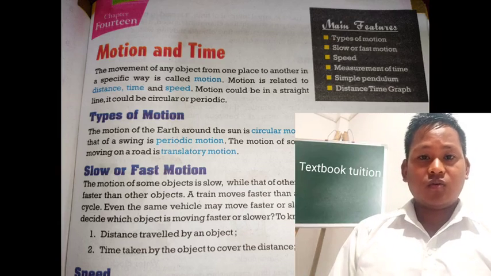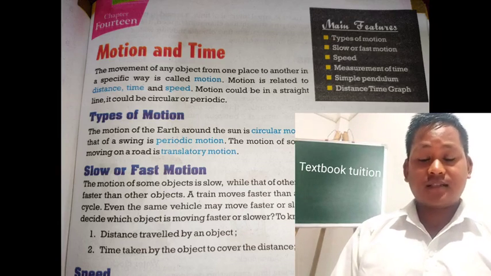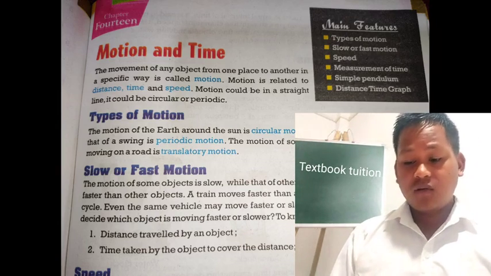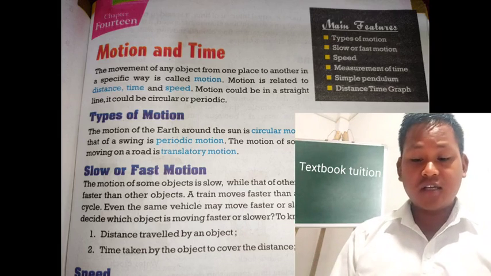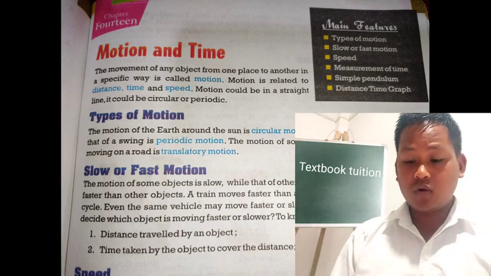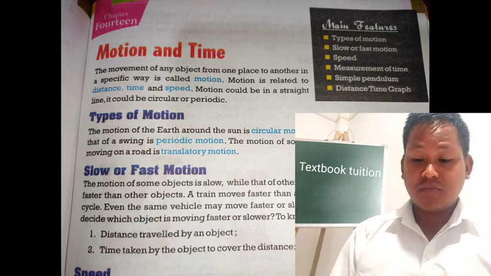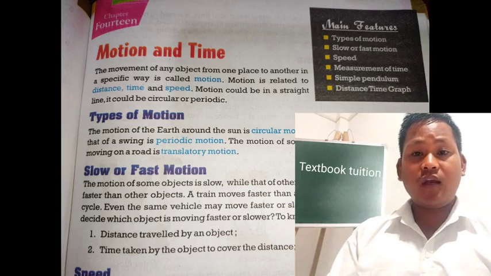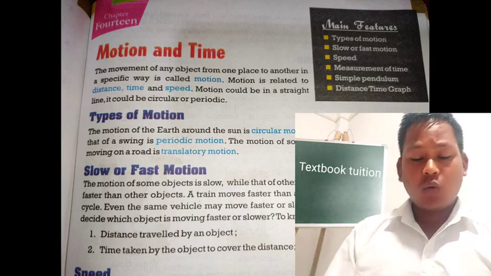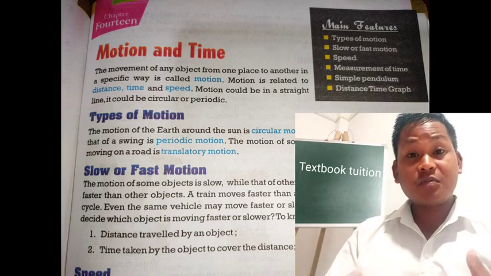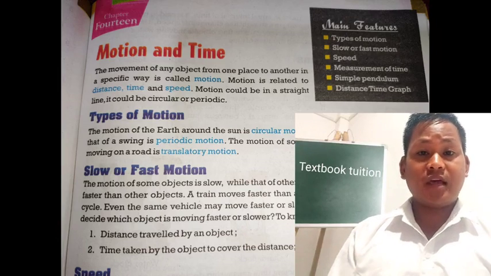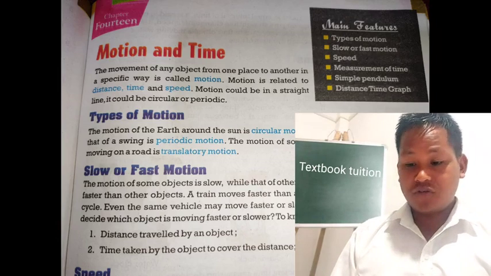So let us follow the text. The movement of any object from one place to another in a specific way is called motion. It is clearly mentioned here in the textbook that the movement of any kind of object from one place to another in a specific way, needing time to move, is motion.